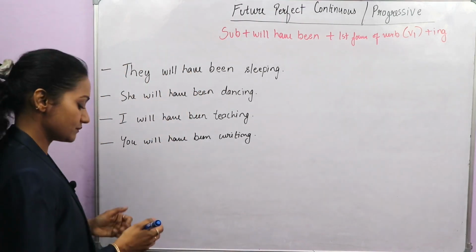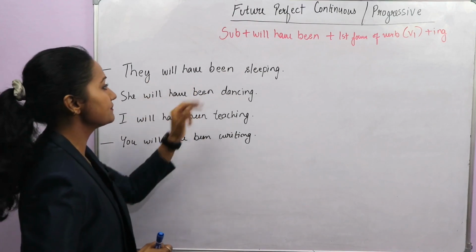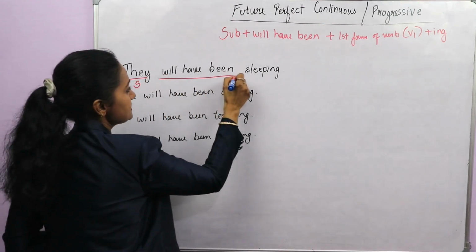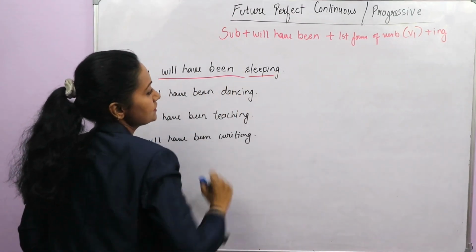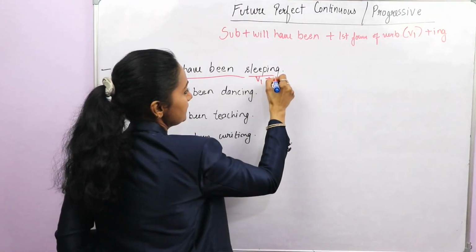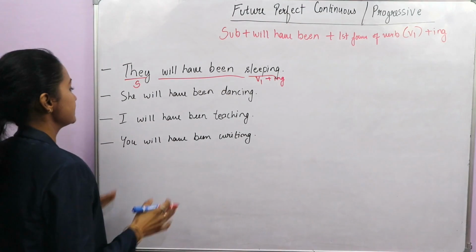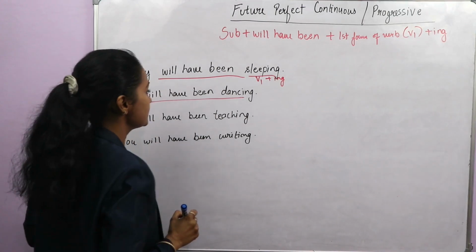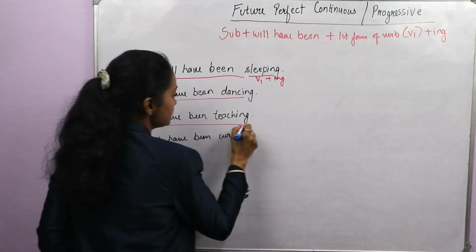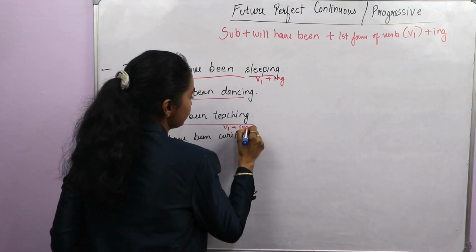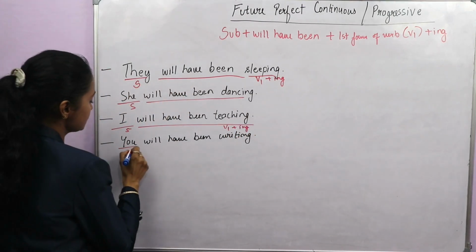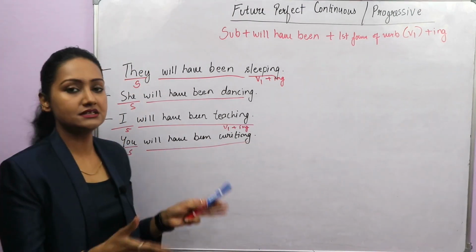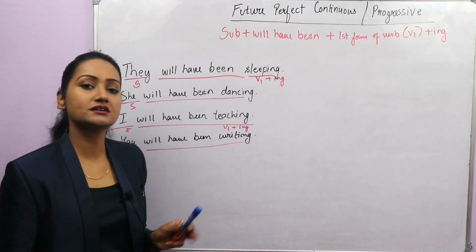Okay, let's go through some examples. First is they will have been sleeping. This is the subject, then the verb tense: sleep, first form of the verb plus ing. So the structure will be like this. She, subject, will have been dancing. I, subject plus verb tense, first form of the verb plus ing. You will have been writing, so subject plus verb tense. This is the way we construct these kinds of sentences.